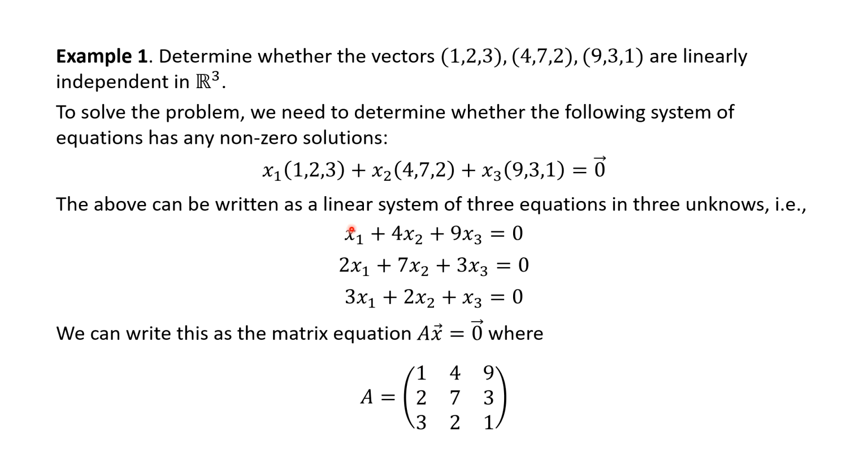A is just the 1, 4, 9, 2, 7, 3, 3, 2, 1. Then X is the X1, X2, X3. And of course 0 is the right-hand side here. So we want to solve this equation. If we can determine that this has a unique solution, then we've proven that these three vectors are independent. We'll continue on the next slide.